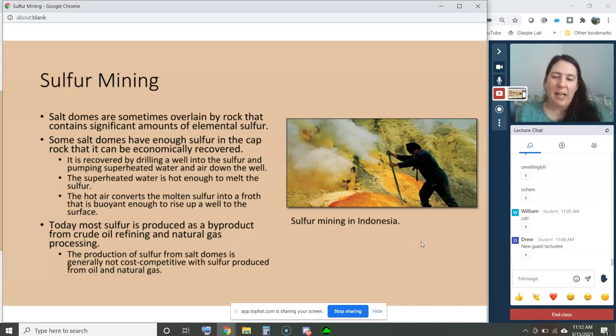This isn't really a cost-effective way to mine sulfur, at least not yet. So today, most sulfur is produced as a byproduct from crude oil refineries. So it's easier just to take it as essentially a waste product from refining crude oil than to actually mine it. But sulfur mining does occur in some places, and in some of those places there are salt domes that sulfur is coming from. So even though it's not cost competitive in most cases, it still is a source of sulfur.